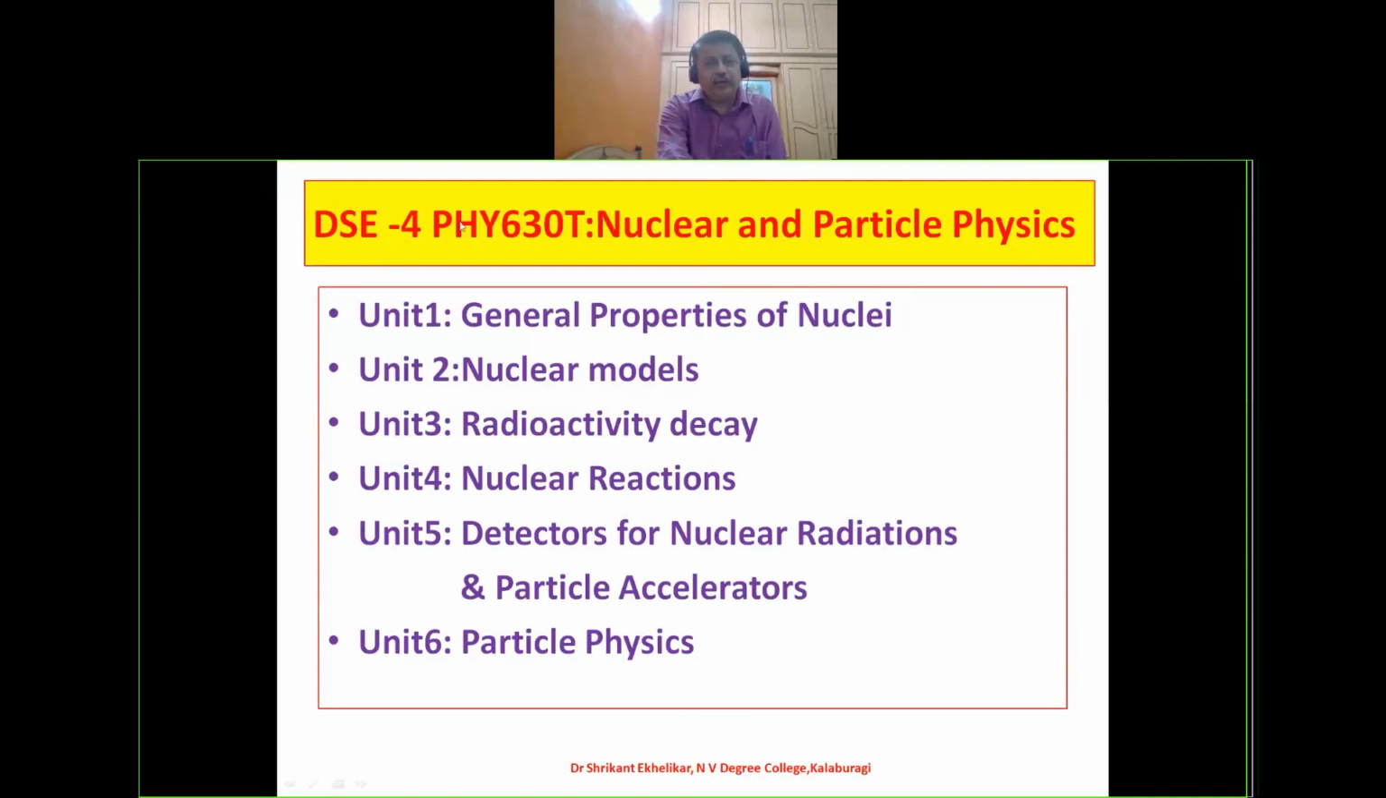Once again I repeat, the title of the paper is Nuclear and Particle Physics. In this you have 6 units, and the 6 units are general properties, nuclear models, radioactivity, nuclear reactions, detectors and accelerators. Lastly, particle physics, the elementary particles.